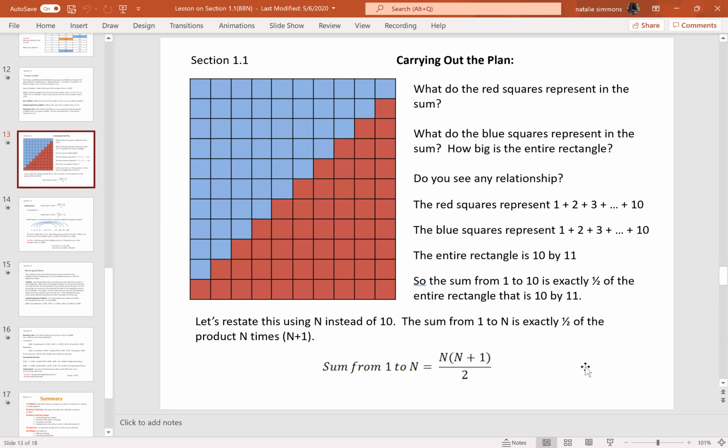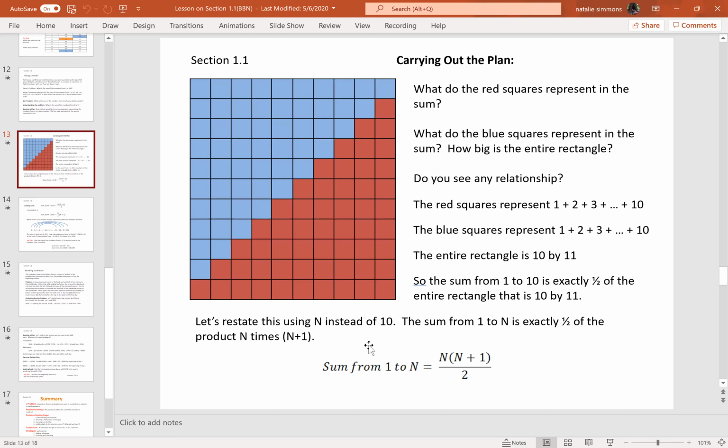So the red squares represent 1, they're going by stair steps. So 1 plus 2 plus 3 plus 4. And the same thing happens on this side, right? And so the entire rectangle is a 10 by 11, they're saying. So the sum from 1 to 10 is exactly half of the entire rectangle that is 10 by 11. So that's one way of modeling it to try to figure out how you could find the sum, right?